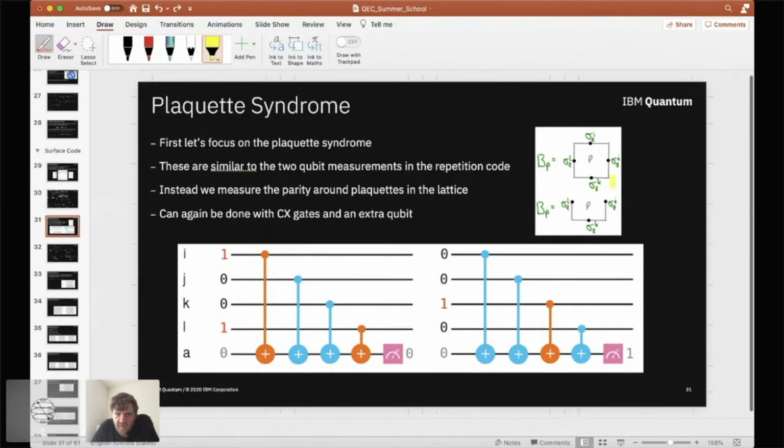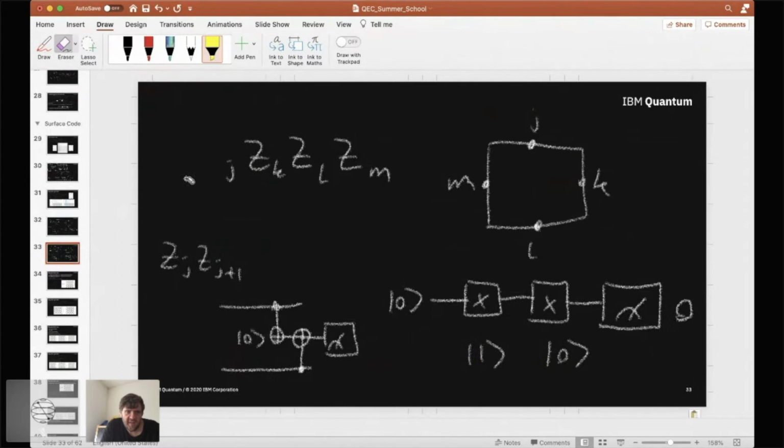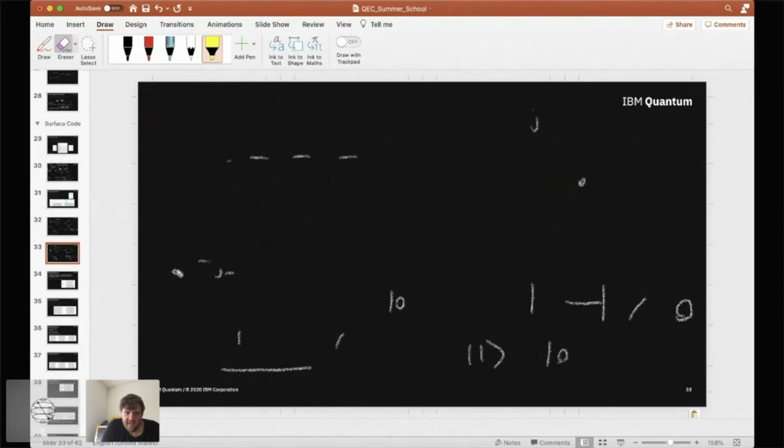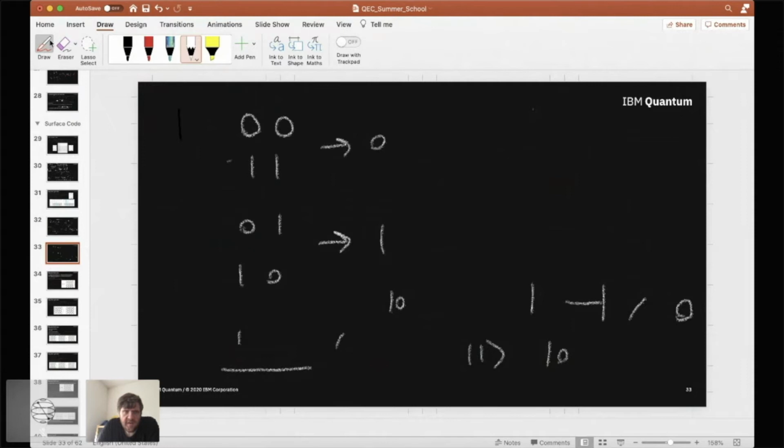So before, we just had 2 things being compared. We were just comparing 2 qubits, to see if they were the same, which gave us a 0, or whether they were different, which gave us a 1 in the thing that we were measuring.